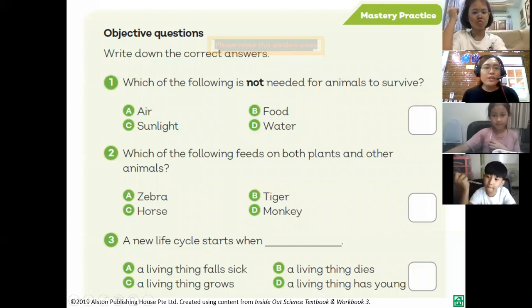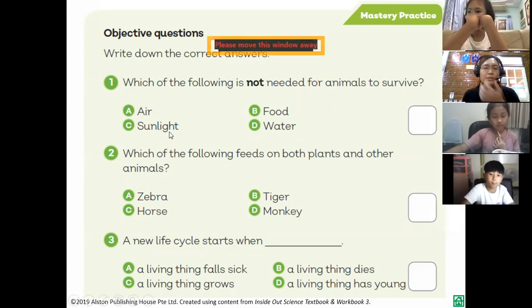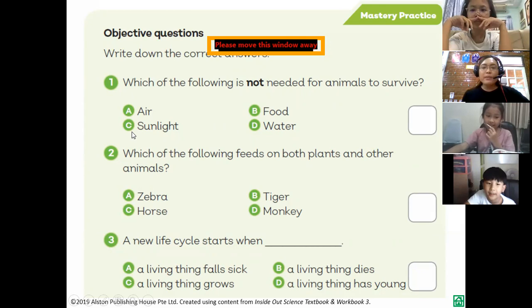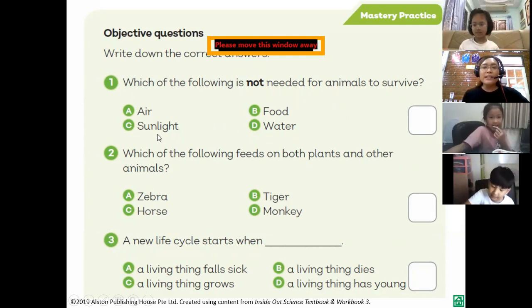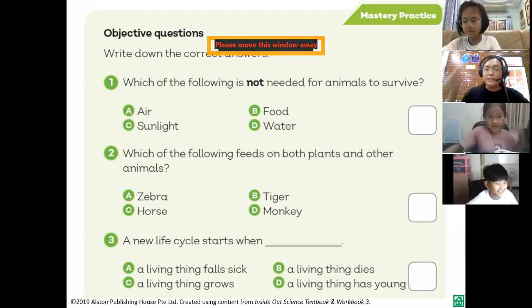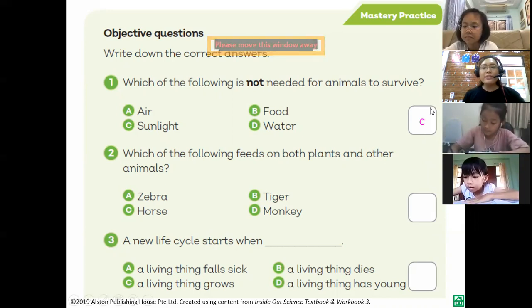Number one question, which of the following is not needed for animals to survive? A, air, B, food, C, sunlight, D, water. C. What is letter C? Sunlight. Okay. You check your answer, okay? Letter C.